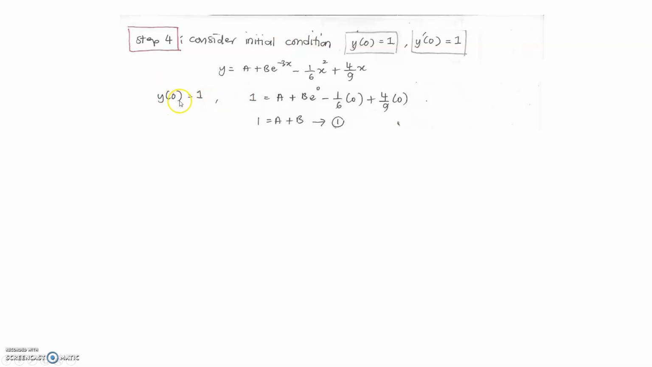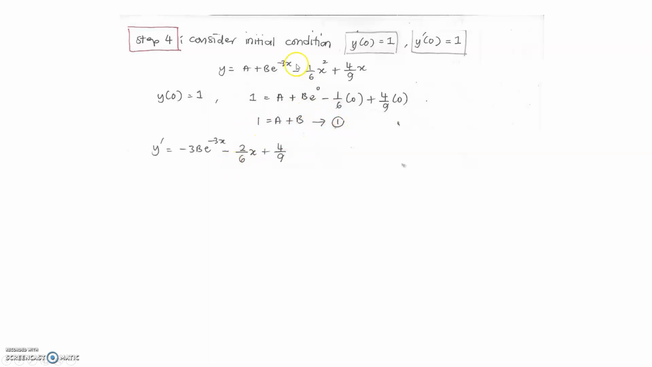So you consider your first initial condition. When x equal to 0, y equal to 1. You substitute accordingly: 1 equals a plus b exponential 0 minus 1 over 6 times 0 plus 4 over 9 times 0. The terms with x here are 0 and can be cancelled out. Exponential 0, I got 1. So 1 equal to a plus b. This is considered as my equation number 1.